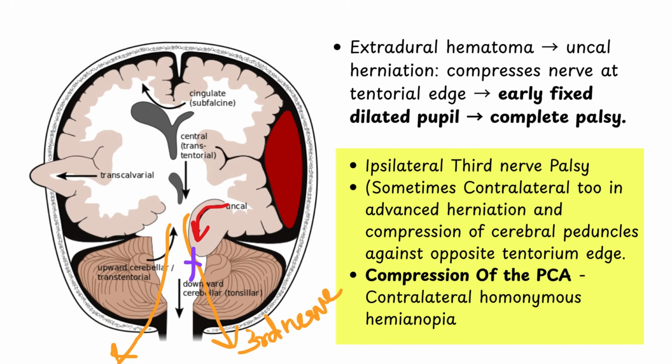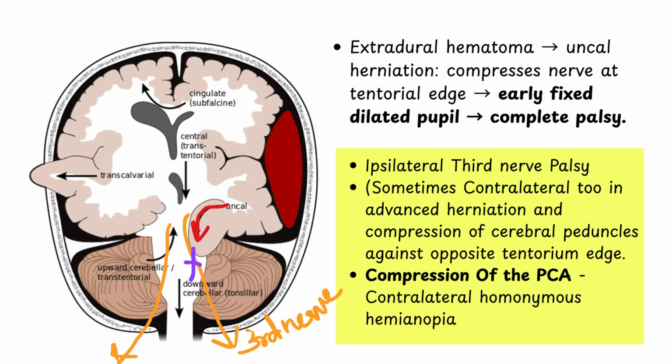A similar mechanism also occurs in raised intracranial pressure, such as from an extradural hematoma. As the pressure increases in the supratentorial compartment, it pushes the medial part of the temporal lobe, that is the uncus, downwards and medially. This is known as the uncal herniation, occurring secondary to the raised ICT because of extradural hematoma. The uncus can compress the third nerve at the tentorial edge, causing the early fixed dilated pupil that is seen in case of uncal herniation.